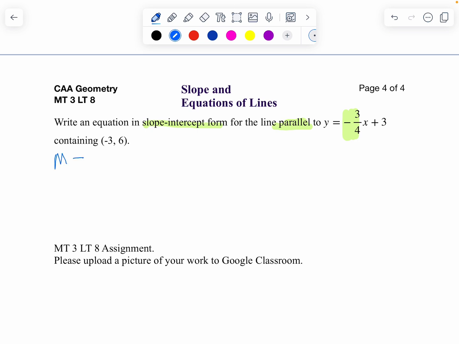So I'm going to do negative 3/4 is my new slope, and I want to go through the point negative 3, 6. Notice, I don't use the 3 at all. I just use the slope because I'm going to have a new line. Now, since I have a point and a slope, to me, it makes sense to put it in point-slope form because you've got a point and a slope, and then I'll convert it.